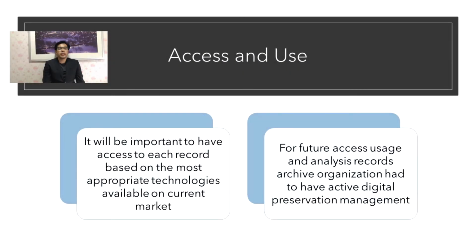Next subtopic is access and use. In the accessing and use process of records, it will be important to have access to each record based on the most appropriate technology available on the current market. This is because the records are preserved for use and access purposes. So, for future access, usage and analysis of record archive, the organization has to have active digital preservation management for better performance in the field programs.